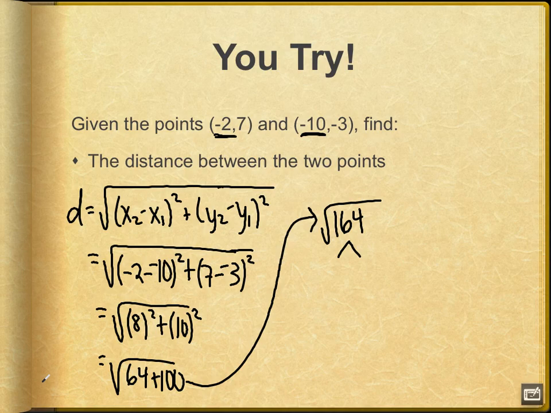I think we've talked about this in class, but 164 is even. If it's even, always try 4. It's always a good place to start. In this case, 4 does go into 164. It goes in 41 times. The square root of 4 is 2. Root 41 you cannot simplify anymore, so leave it like that.